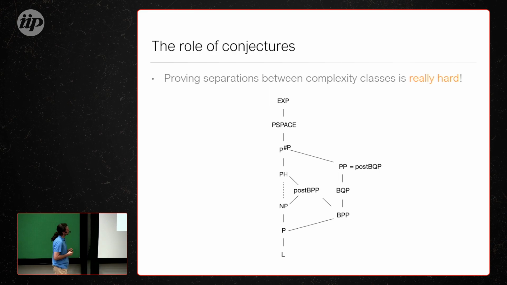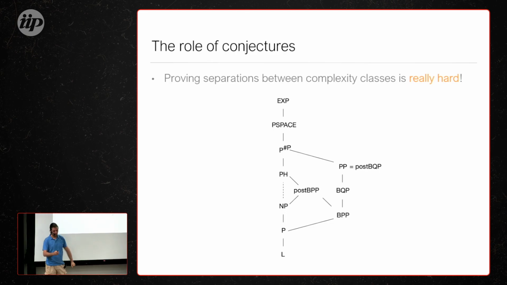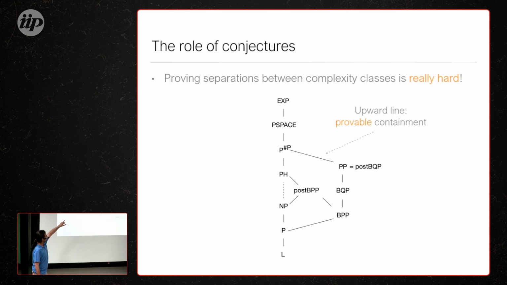Okay? So let me go back to this big map here of all of them. Now, we've talked about P and NP. They're here. But there are many others. And in this diagram, upward lines mean provable containment. So you can say that P is contained in NP. The thing that you want to decide is whether it's different from NP, right? Or whether there's someone here that's not here.